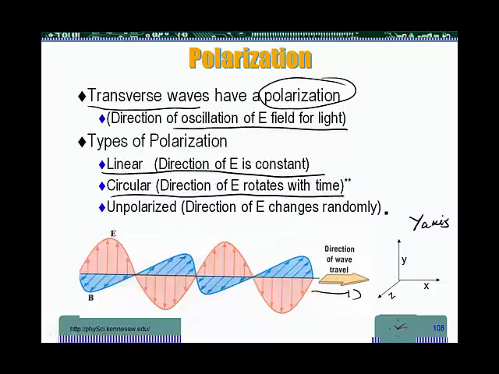And unpolarized. I don't have a simulation here that shows you that. Actually, I have a simulation that does not run very well on this computer, but most light is unpolarized or has polarization that changes randomly. The electrical field can be oscillating parallel to the x-axis in one instant, parallel to the z in another, parallel to the y in another, and so on. That's a random polarization or unpolarized light.